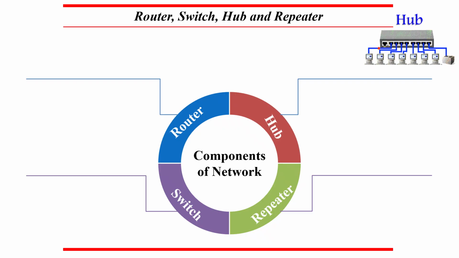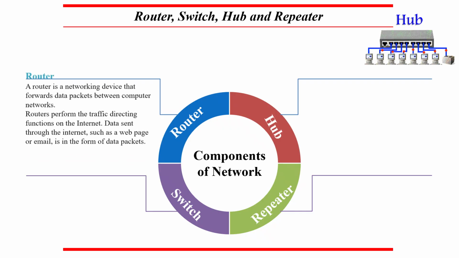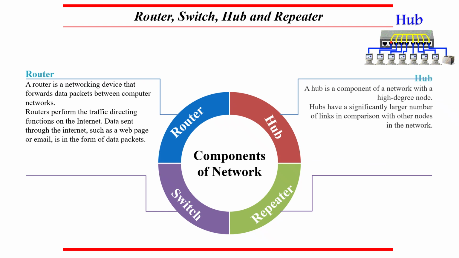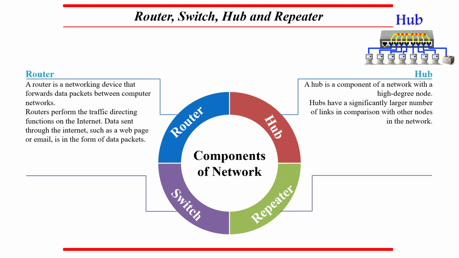So first one is router. A router is a networking device that forwards data packets between computer networks. Second one is hub. A hub is a component of a network with a high degree node. Hubs have a significantly large number of links in comparison with other nodes in the network.